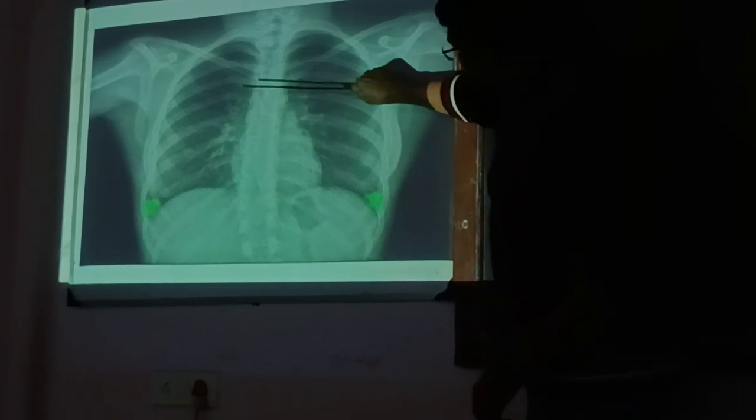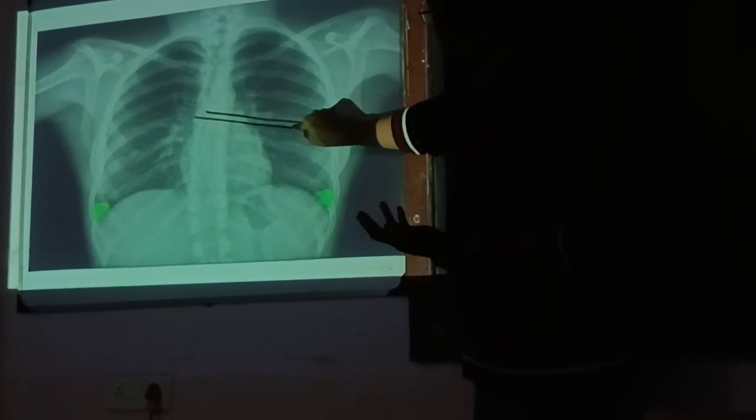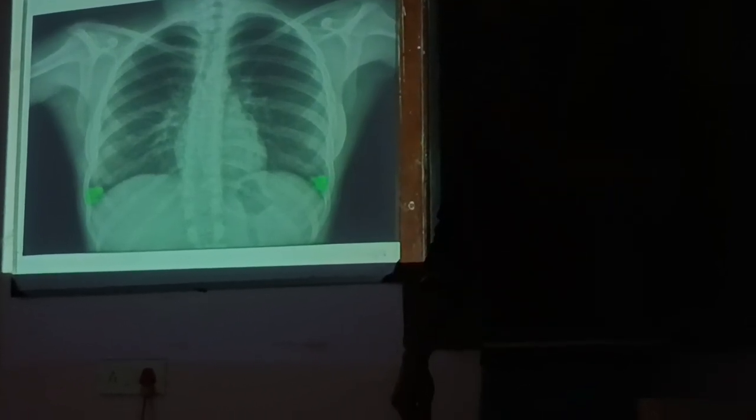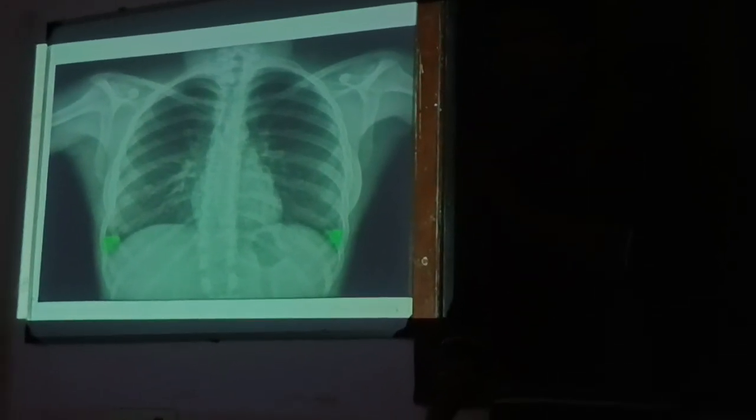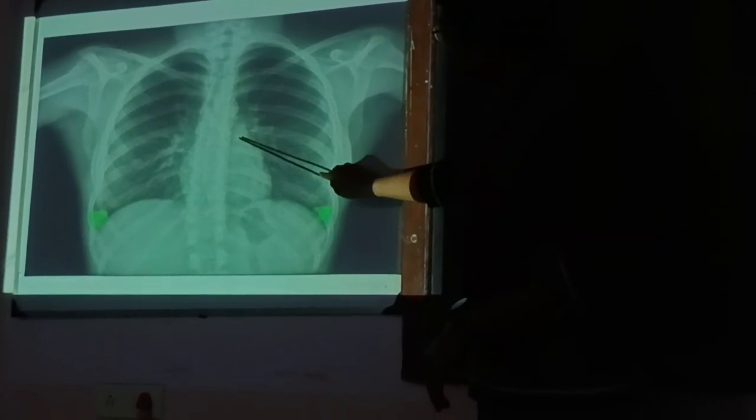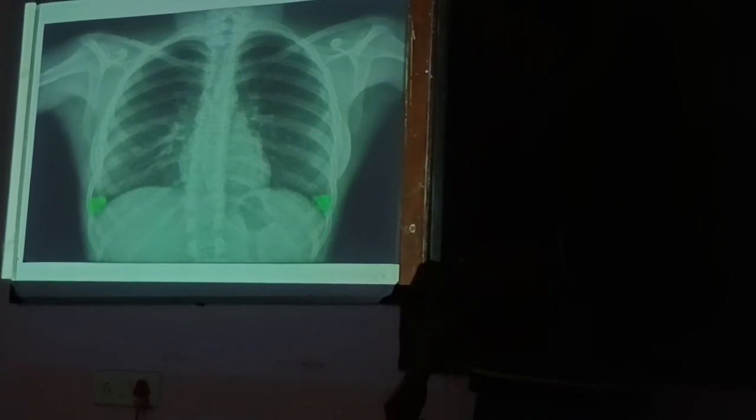We have seen the superior vena cava as this convexity. Just towards the left side of the superior vena cava, this part will be the ascending aorta and arch of aorta. So superior vena cava, ascending aorta and arch of aorta over here, and this will be the pulmonary trunk over here. I'll show it once again.